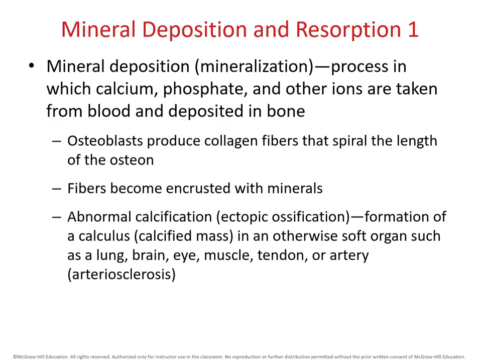This happens normally in our bodies, but it can also have pathological effects. It's possible that we can have this calcification happen somewhere we don't want it to. We would call that ectopic ossification. Ectopic means wrong location. This can happen especially in tendons or arteries. If it happens in an artery, it's called arteriosclerosis. You may have heard that term before in cardiovascular health. More rarely, this ossification happening in the wrong place can happen in a lung or an eye or a muscle.